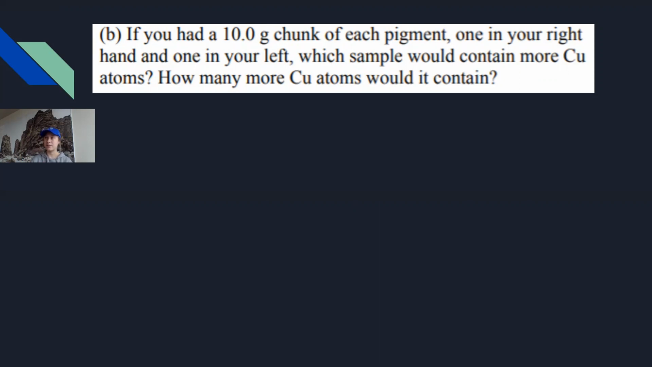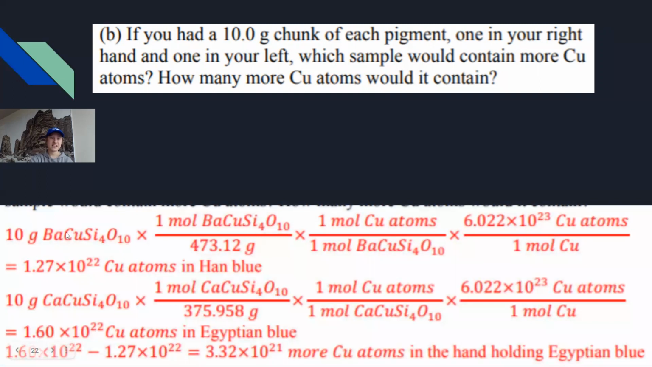I think it's easier to think about now that we've done a lot of percent composition problems, because if you think about the atomic weight of the copper over the total, you get the percent composition, and it should be higher in the Egyptian blue one. But to solve the actual problem, you'll take 10 grams of the Han blue and get it into moles, and then per mole of the Han blue, we have 1 mole of copper atoms. And so anyway, there's fewer in the Han blue than in the Egyptian blue.